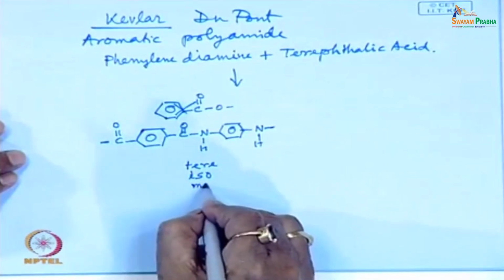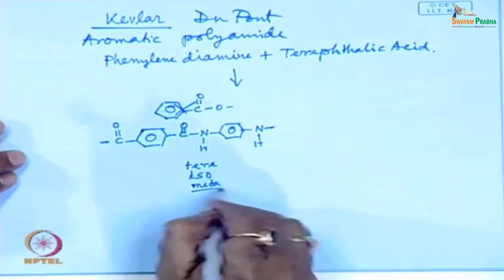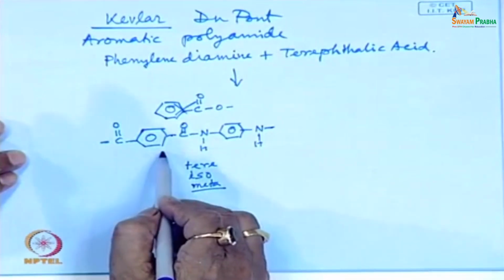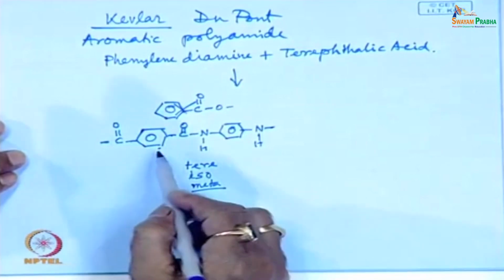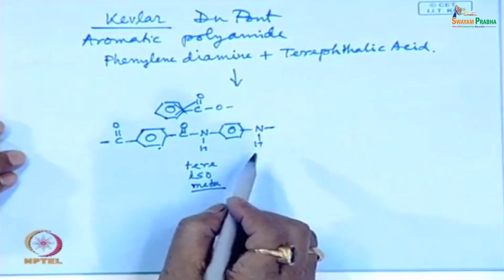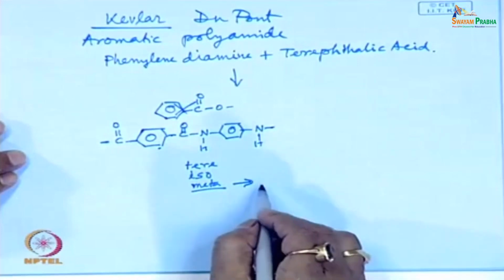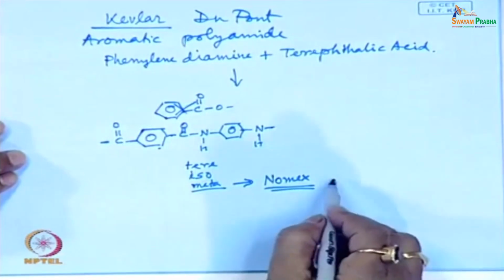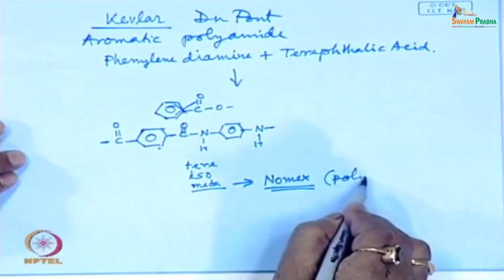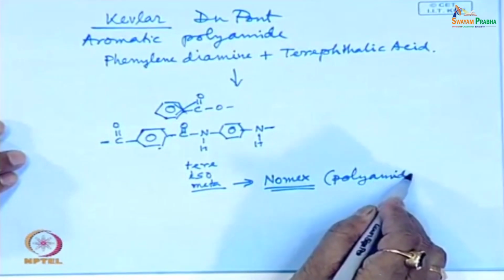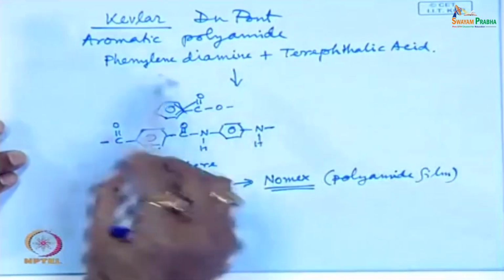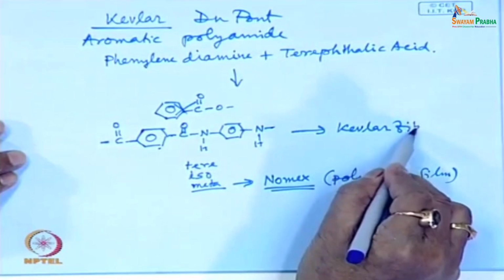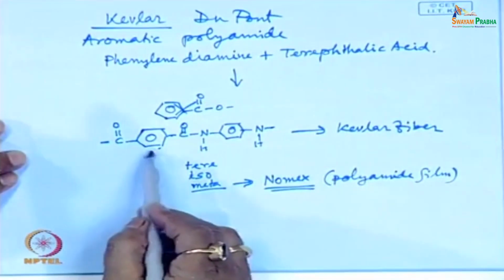and metaphthalic acid, meta structure. That means here you see in the para position, if it is connected in the meta position, then the molecular symmetry is lost there, and using this metaphthalic acid you will get Nomex. It can give you an aromatic polyamide film, and this gives you Kevlar fiber. You write down the structure using metaphthalic acid in the meta position here.